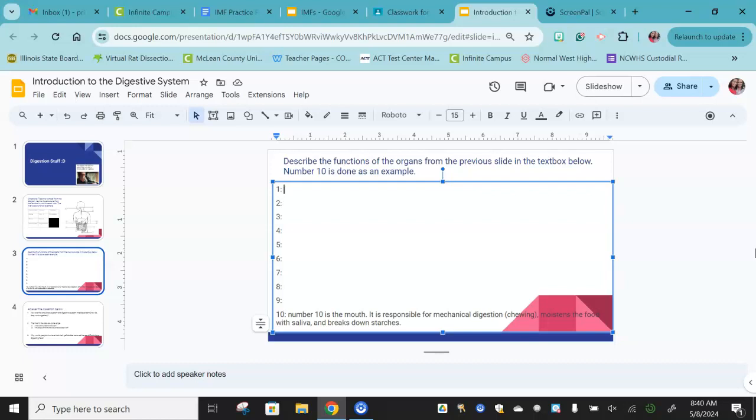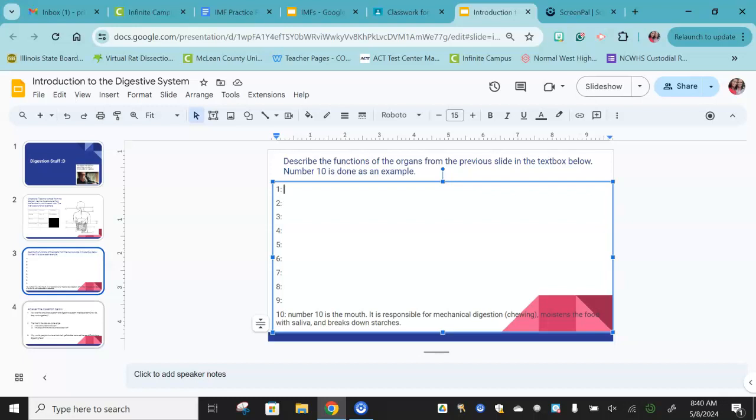So for me, I did number 10, and hopefully you knew on the previous slide that that's also the mouth. I said it's responsible for mechanical digestion, essentially chewing. It does moisten the food with saliva to make it easier to slide down the esophagus, and then it helps break down starches. There's an enzyme in your saliva that breaks down things in like potatoes and pastas, things like that.